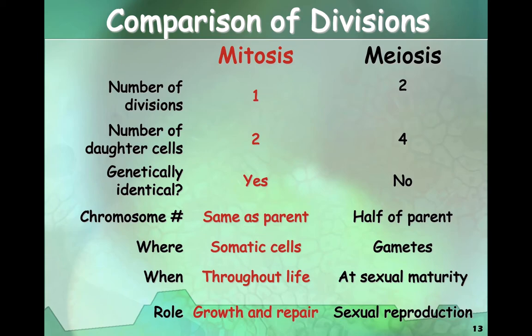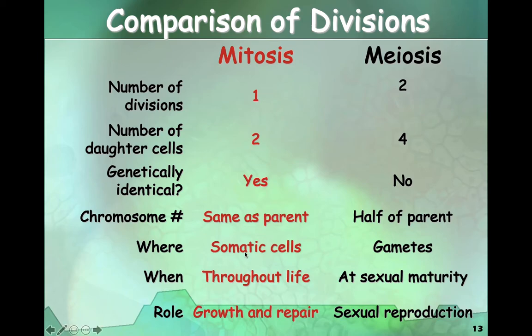The chromosome number is the same as the parent in mitosis. So right here, make sure that you know that the parent is a diploid. That means the offspring in mitosis are also diploids. Whereas in meiosis, the daughter cells have half the parent's number. The parent is still a diploid, but now those four daughter cells are haploids.